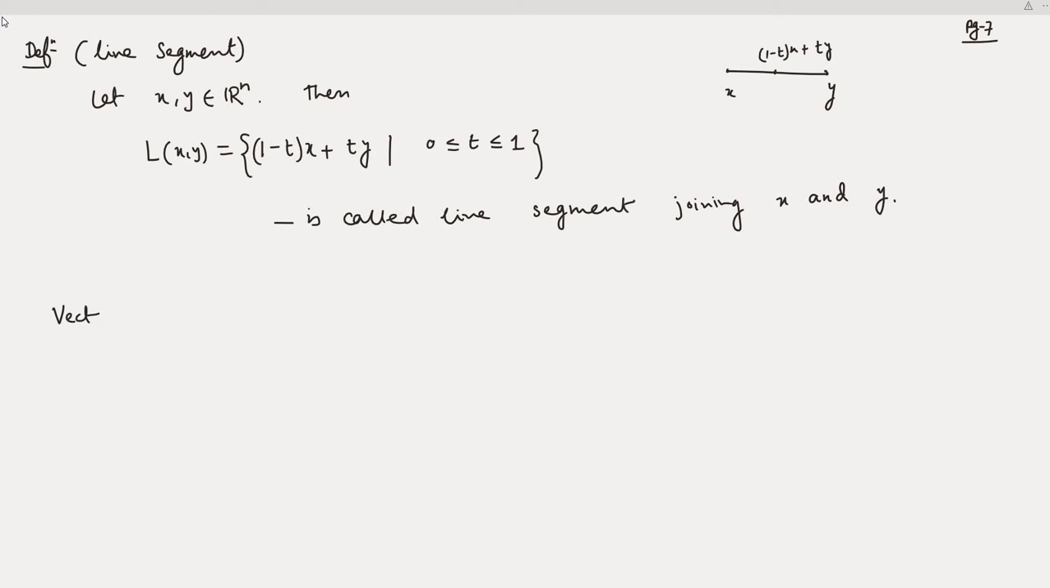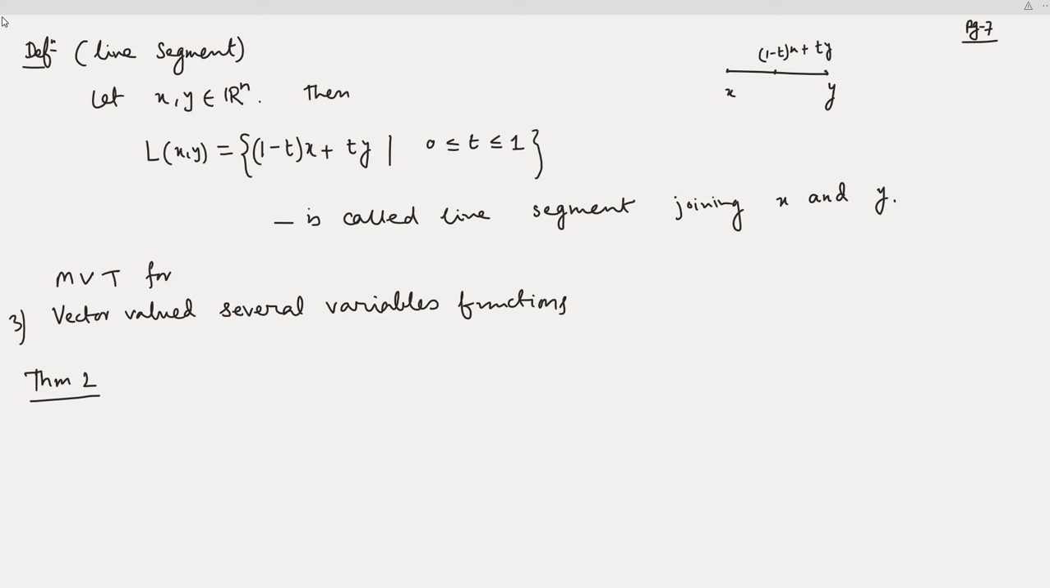Mean value theorem for vector valued several variables functions. So here is the statement, theorem 2. One can guess what the statement should be from the discussion at the end of part 1 of lecture 9. This is the mean value theorem.